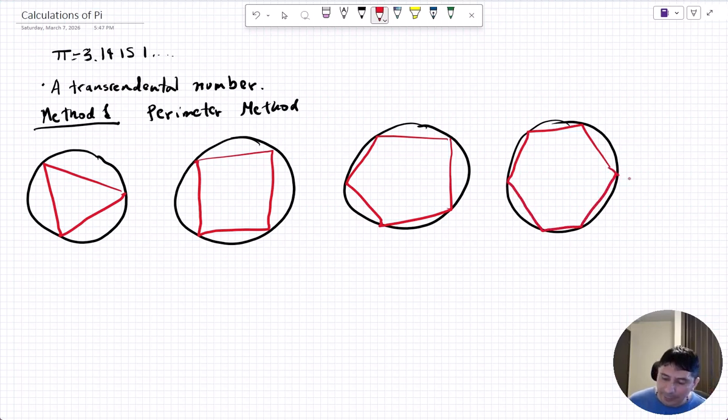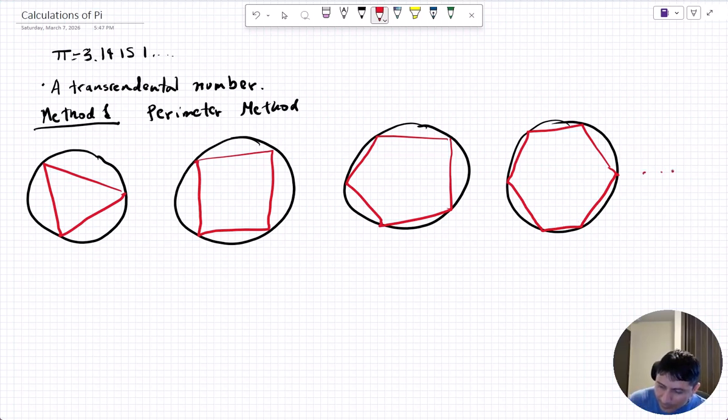The idea is that the perimeter and the area of these regular polygons circumscribed inside this circle eventually approach the area of the circle and they approach the perimeter of the circle, right? That is, the perimeter of the triangle is an approximation to the perimeter of the circle. The perimeter of the square is a better approximation of the circle, and so on. The hexagon has an even better approximation, right? So that's the idea.